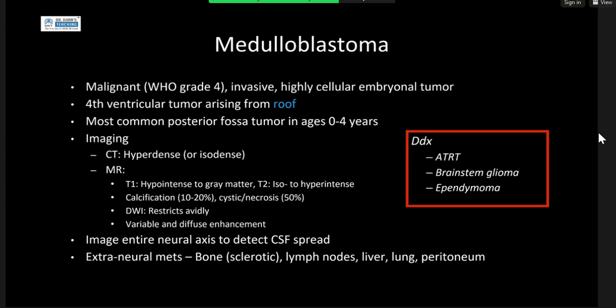And like what candidate one rightly said, your differential is an ependymoma as well, which we'll see in a case later. The other thing to think of is a brainstem glioma, but that's in the brainstem, and this is clearly not within the brainstem. It's within the fourth ventricle. When you see medulloblastomas, you have to image the entire neuroaxis to look for CSF spread. And interestingly, which I think I mentioned in the last MSK talk, they do have extra-neural metastases, which look sclerotic on the bone.